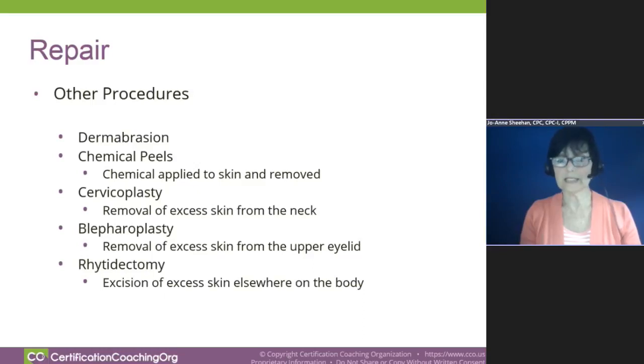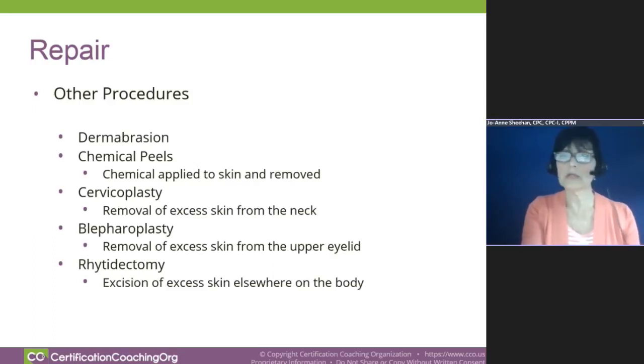Look up blepharoplasty, and it's going to say it's the repair of what. When you look it up, it's saying it's removal of excess skin from the upper eyelid. So you know that the body part is the upper eyelid. If you can't remember cervical meaning neck, then when you read it, it's removal of excess skin from the neck. And plasty, we know, means repair.